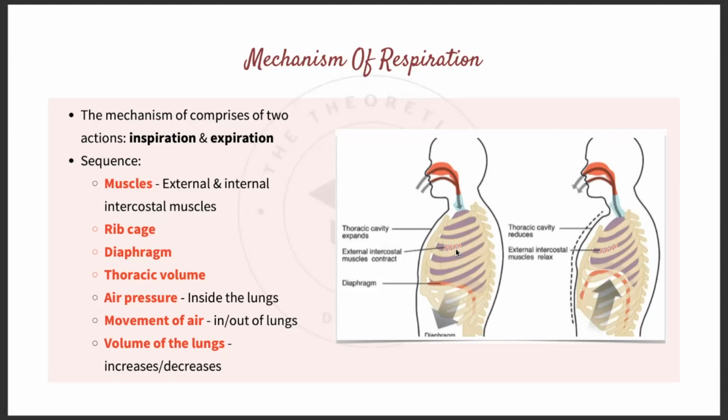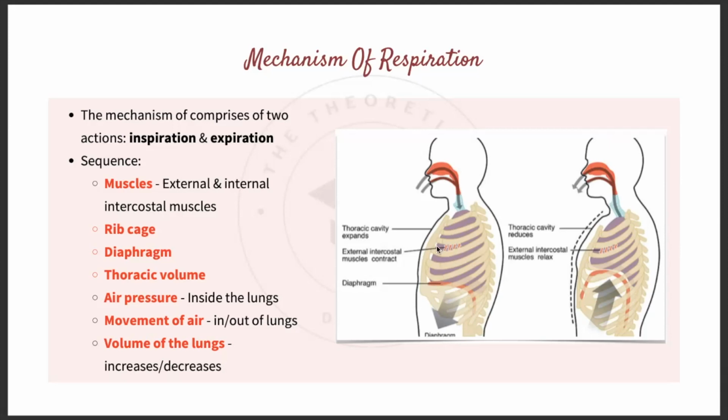Okay, so just remember this. During inspiration, the external intercostal muscles contract. So when they contract, they pull the rib cage out, and the internal intercostal muscles have to relax. So when this happens, the rib cage moves upwards and outwards to make space for the air coming in. Then the diaphragm muscles will contract. So when they contract, they become flat and they move downwards.